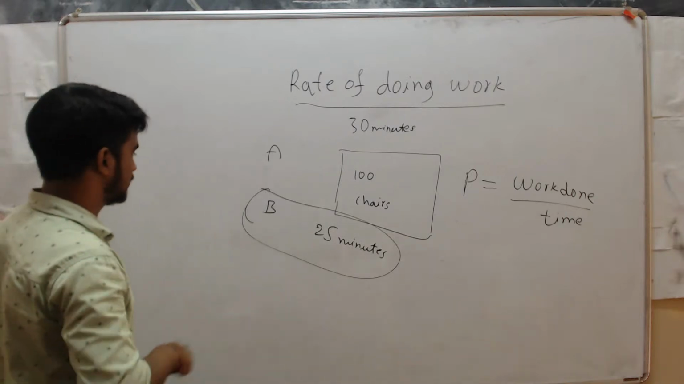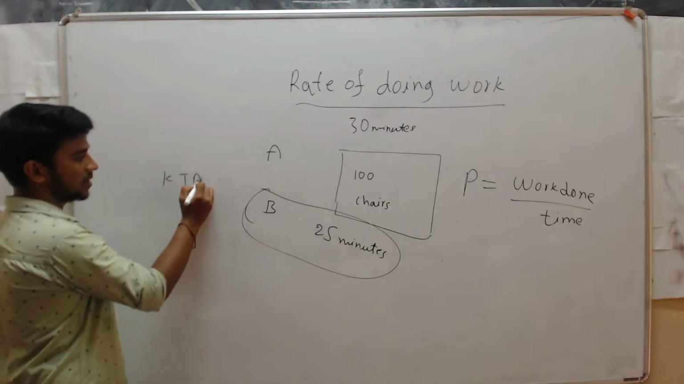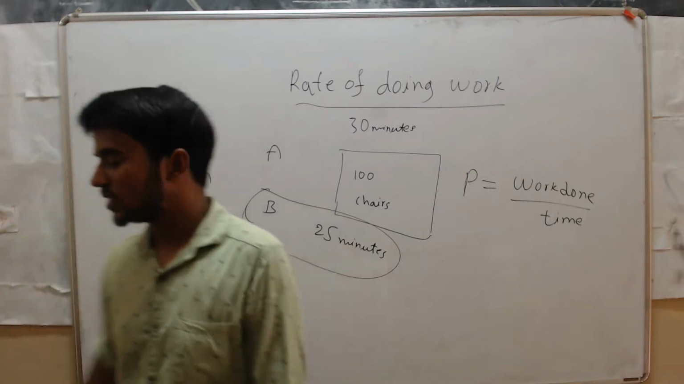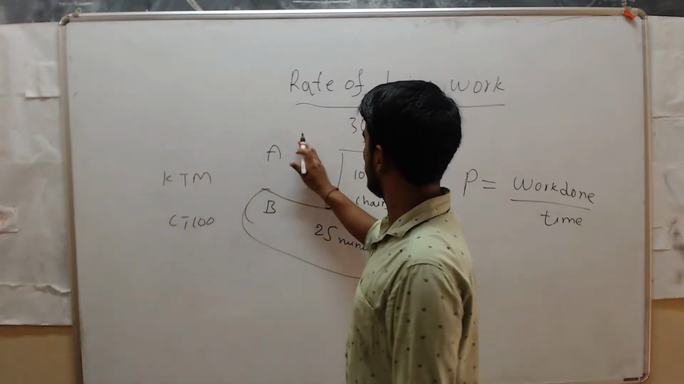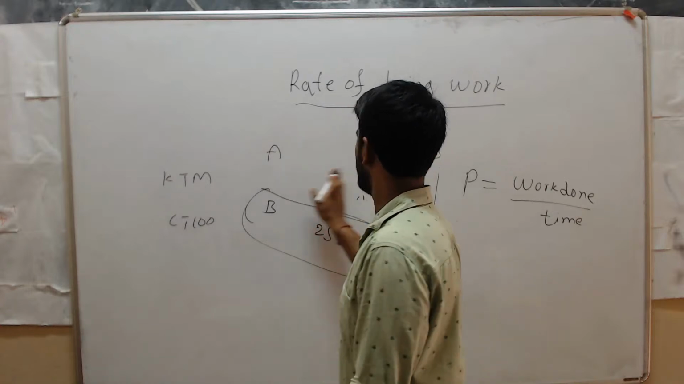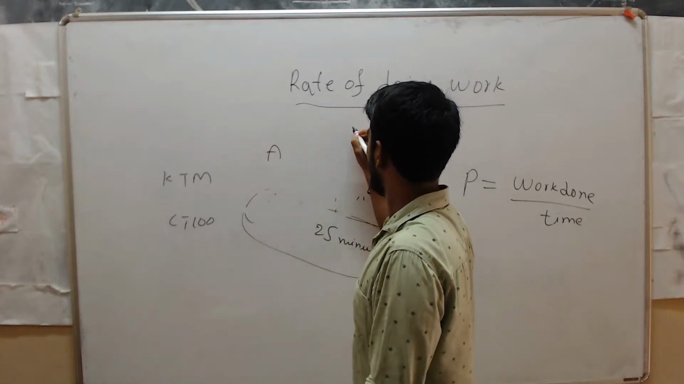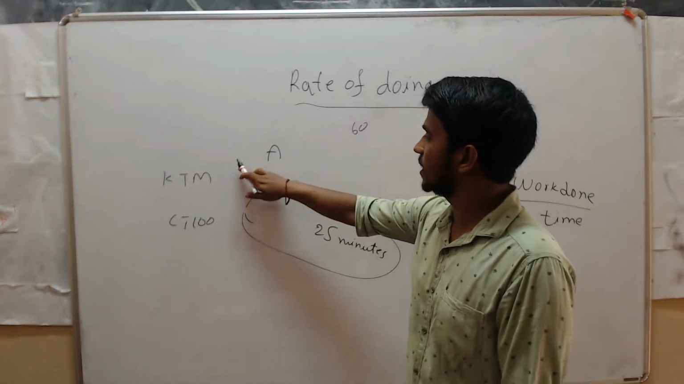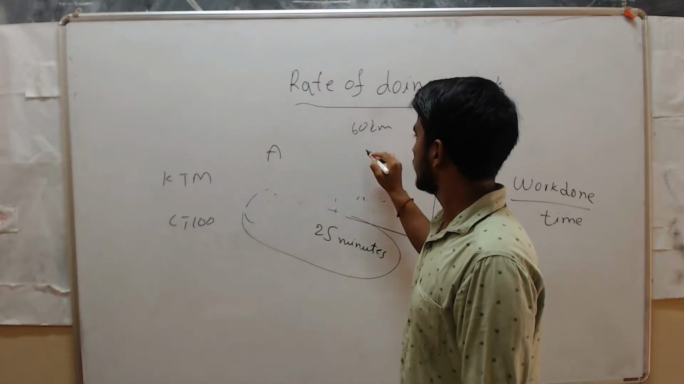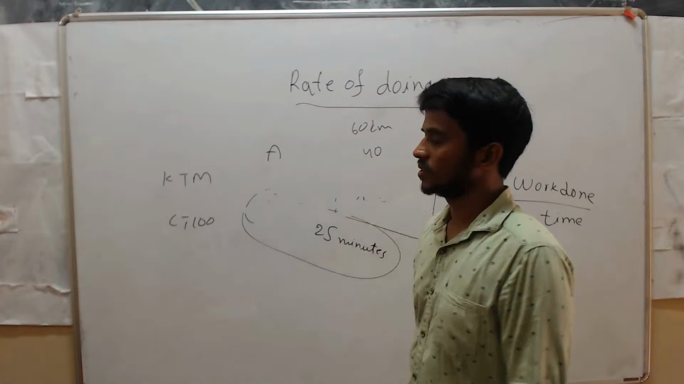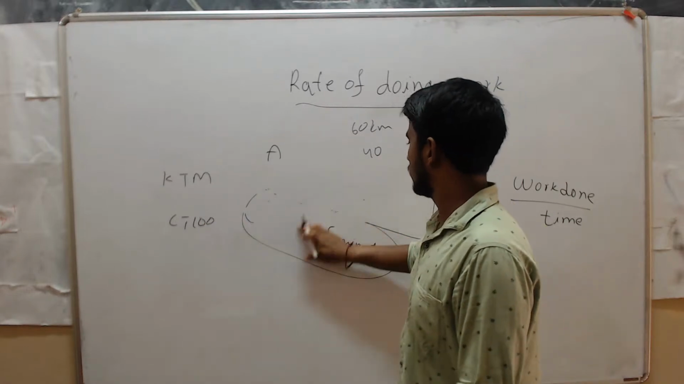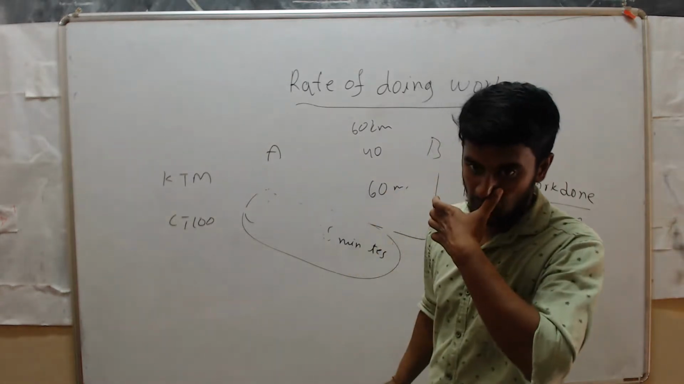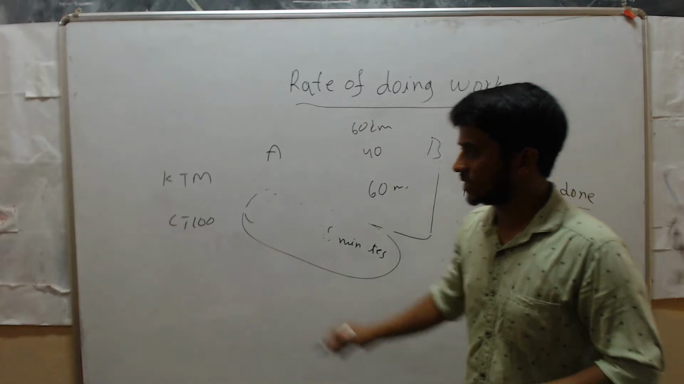For example, say a KTM bike and a City 100 bike. Just imagine both are traveling from A to B. The distance from A to B is say 60 kilometers. This KTM bike covers the 60 kilometers in say 40 minutes, but this City 100 bike covers it in 1 hour, that is 60 minutes. If I ask which bike has more power, definitely we'll say the KTM bike.